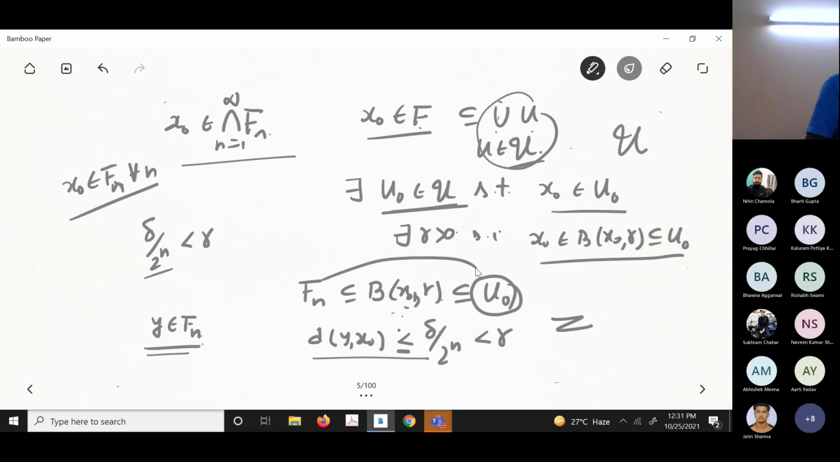So why did this happen? Because in the beginning I assumed that it doesn't have any finite subcover. It must have a finite subcover. So that K-cell will be compact. Okay. And the rest I have already explained.